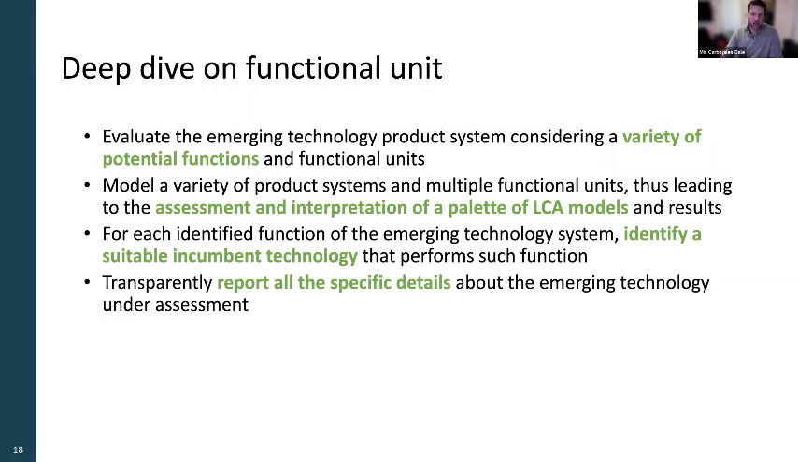And since we're going to have to do that, then we may have to identify different incumbent technologies for those different functions and functional units. So just do a suite of different comparisons. If it's used in this way, then this would be the incumbent to compare. If it's used in this way, then this would be the incumbent comparison. And then clearly transparency is going to have to be key for all of this.